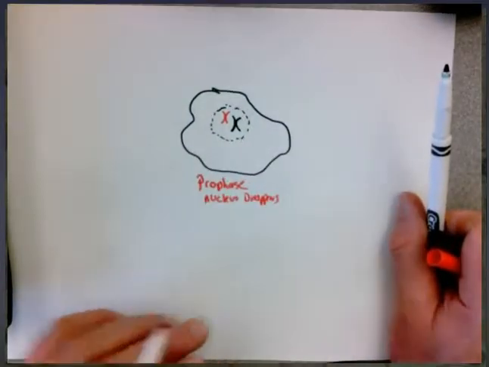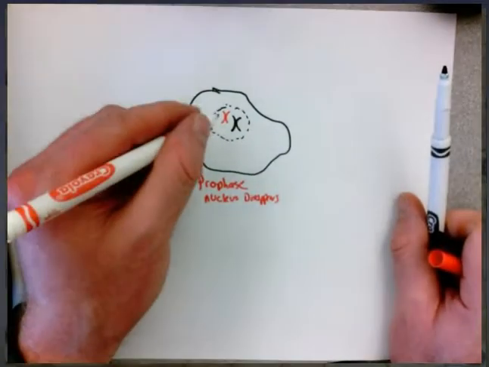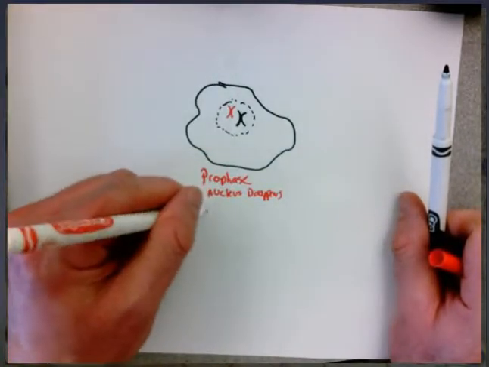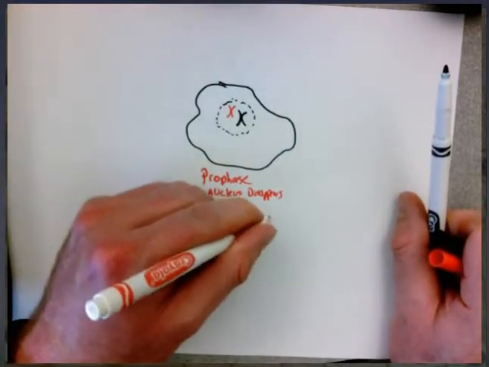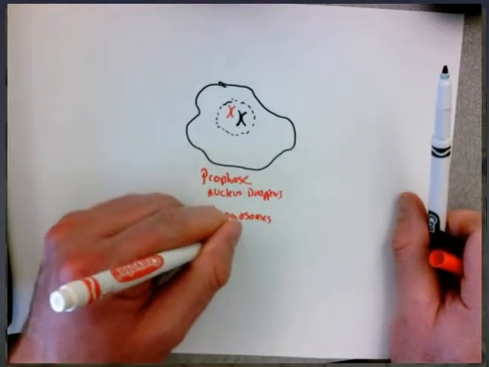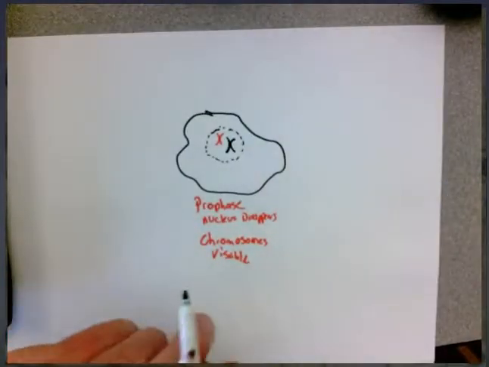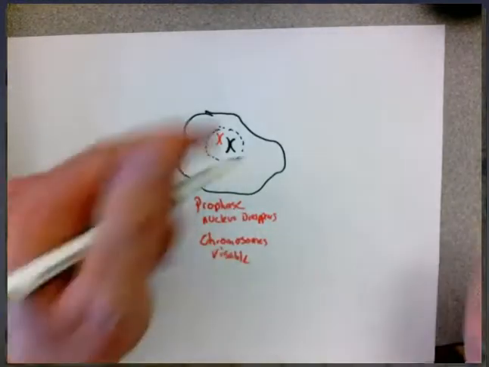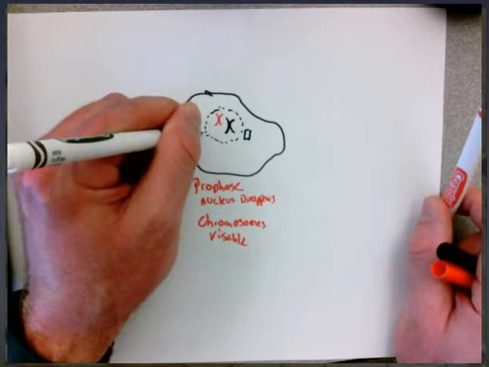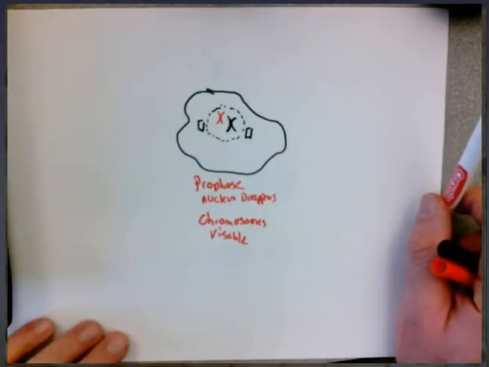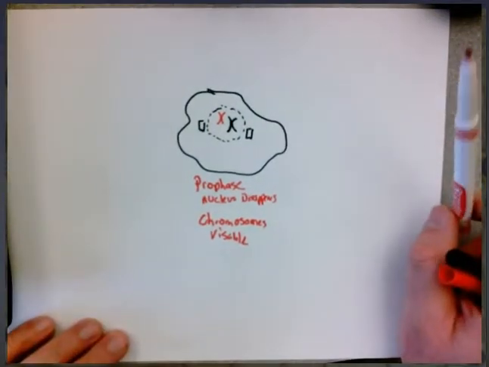Okay, the nucleus disappears and the chromosomes become visible. And I'm going to put out here these little structures that we call the centrioles. Remember, these centrioles replicated themselves during the G1 stage. I'll put them out here. So that's prophase.